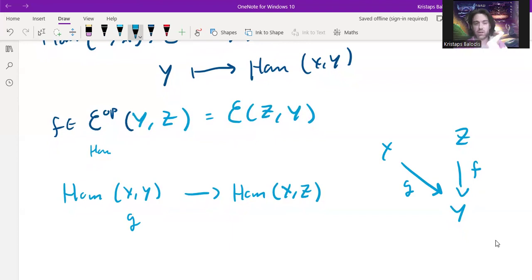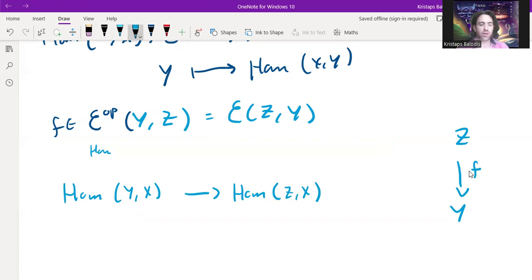I've made a mistake somewhere. Ah, yes, of course. Very, very foolish. Sorry, I applied the wrong Hom-functor. Maybe you caught that before I did at home and you were yelling at the screen. Sorry. So this should go right.